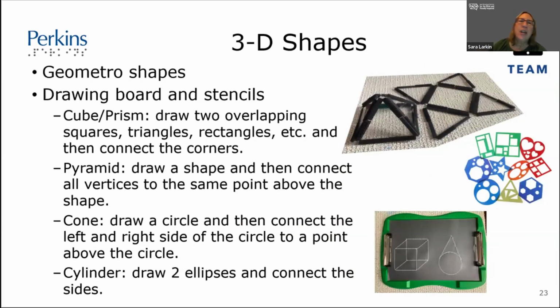So what about 3D shapes? Well, the Geometro shapes are a great way to create those 3-dimensional figures like prisms and pyramids. There's even some that are cones and cylinders that you can get from APH.